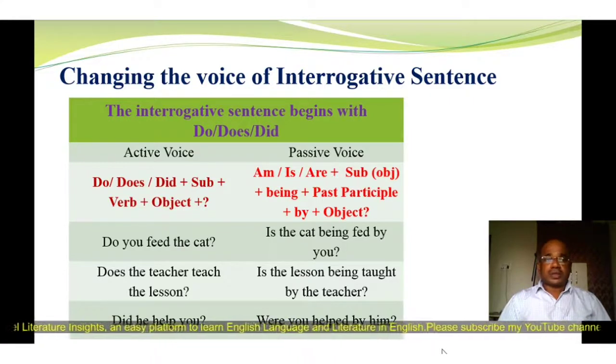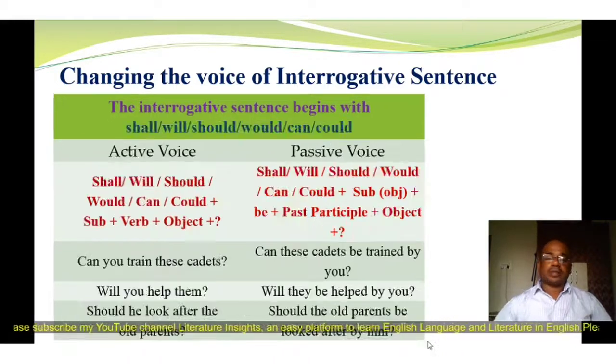Now here we have examples. Do you feed the cat? Is the cat being fed by you? Does the teacher teach the lesson? Is the lesson being taught by the teacher? Did he help you? Were you helped by him? So these are the examples of active voice and passive voice using the interrogative sentence begins with do, does and did. So the student has to keep in mind carefully the structures or formulas of this interrogative sentence.